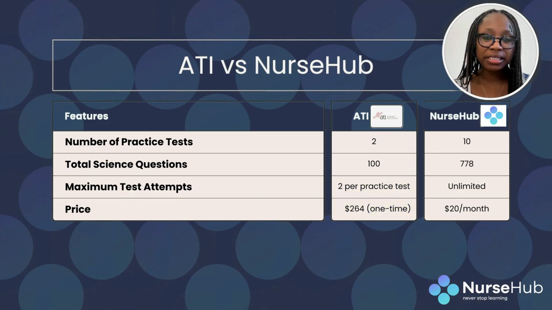When it comes to the science section of the TEAS exam, it covers a very wide range of subjects, from highly specific questions about anatomy and physiology, chemistry and biology, and even scientific reasoning. Studying with only 100 science questions is a great start, but honestly, it's not going to give you the variety and the amount of practice that you're going to need to be successful on the exam.